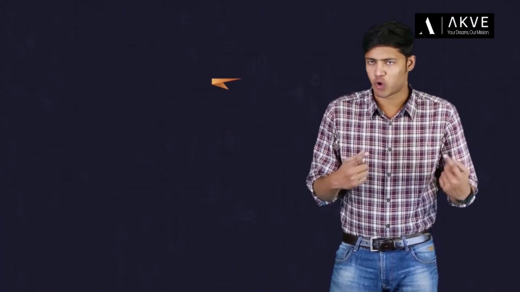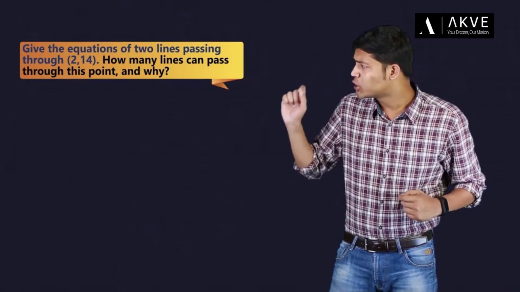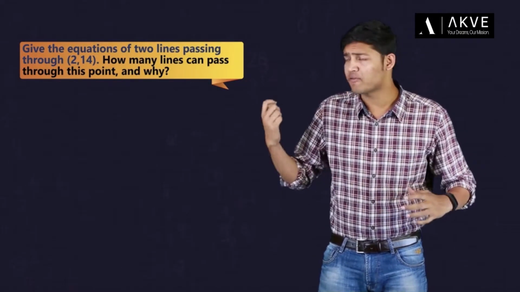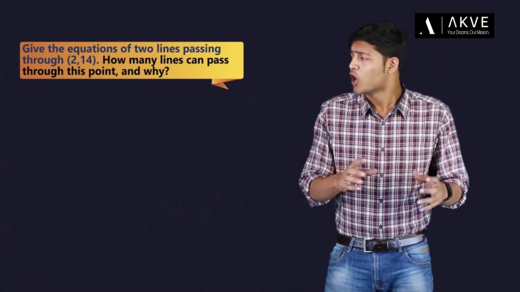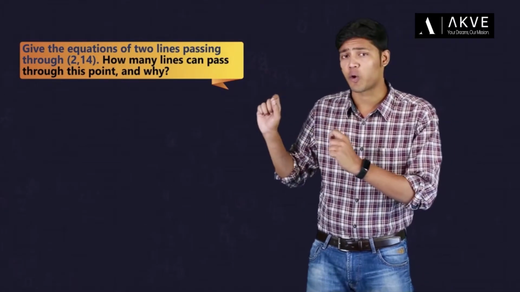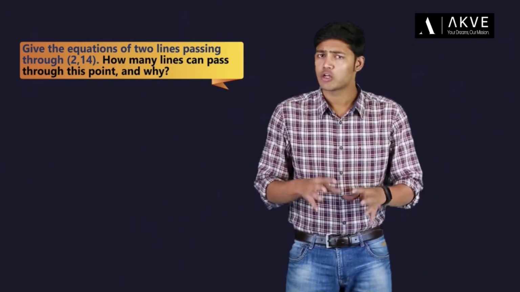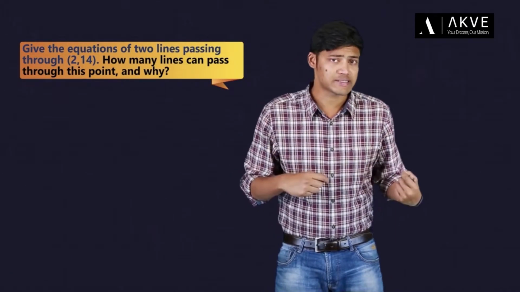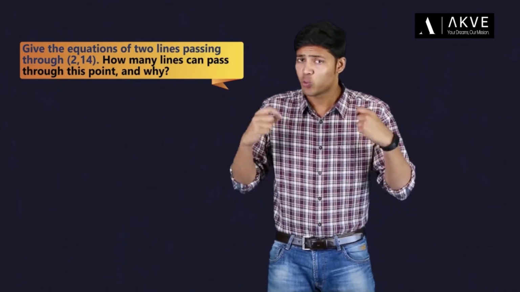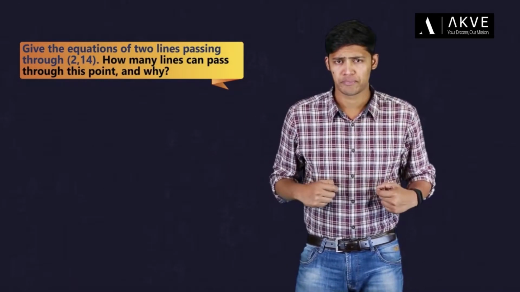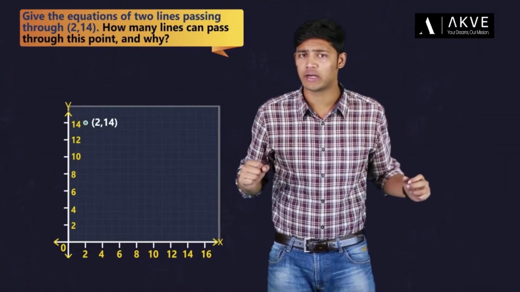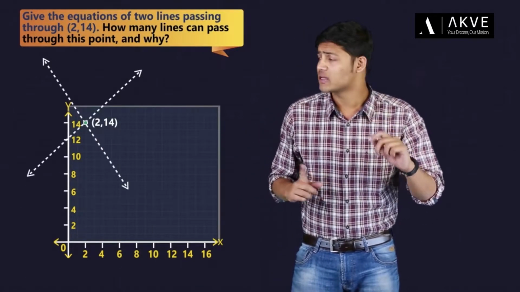Now, let's move on to the next problem. Give the equations of 2 lines passing through the point (2, 14). And how many lines can pass through this point and why? So, to be able to solve this problem, first we need to understand what's given and what we have to find. Here, it is mentioned that (2, 14) is a point and there are 2 distinct lines passing through that point.